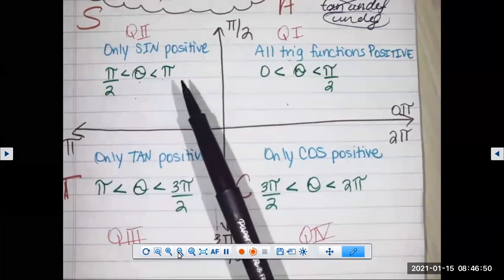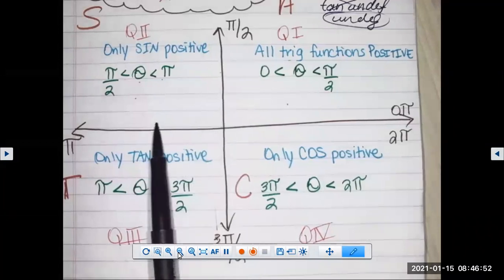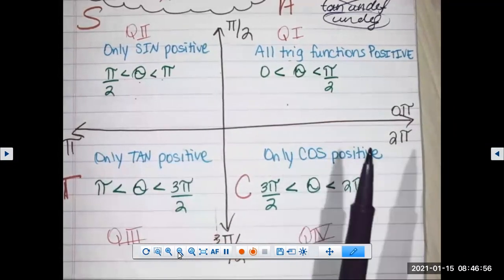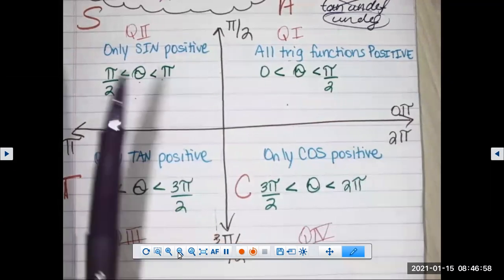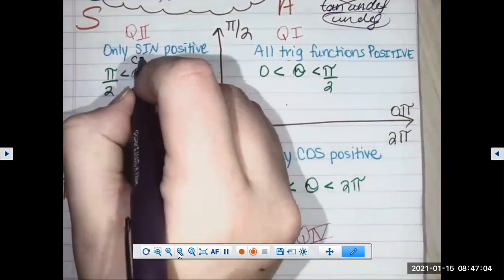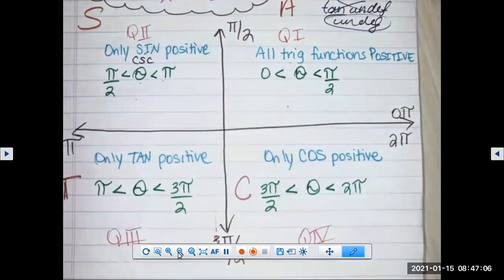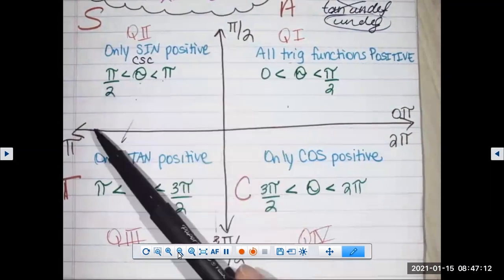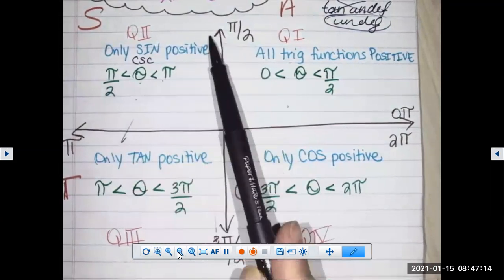In quadrant 2, your X coordinate is negative, Y is positive. Since Y is associated with sine, sine is the only positive trig function in quadrant 2, as well as its inverse of cosecant. So cosecant and sine will be positive. An angle that is in this quadrant is less than pi, but it's greater than pi over 2.